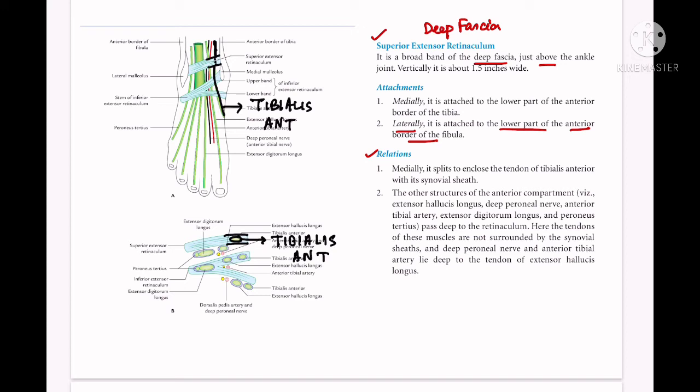Okay. And the other structures of the anterior compartment, that is the extensor hallucis longus, deep peroneal nerve, anterior tibial artery, extensor digitorum longus. So all the other structures like this one, extensor hallucis longus, then this artery and nerve, then the tendons of extensor digitorum longus and peroneus tertius, all these things.